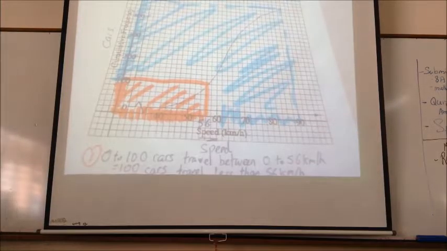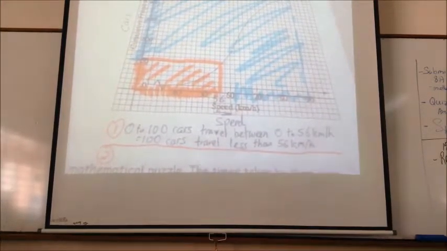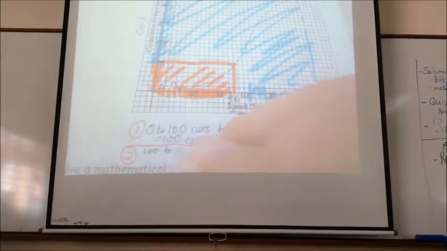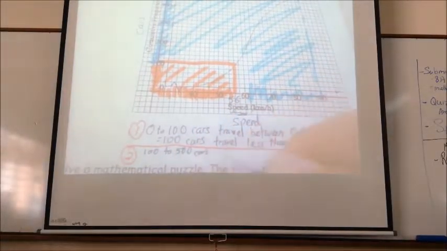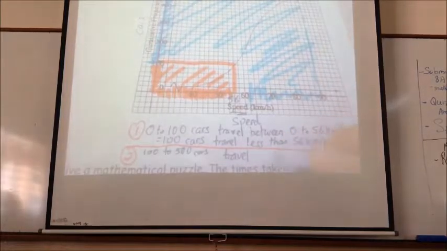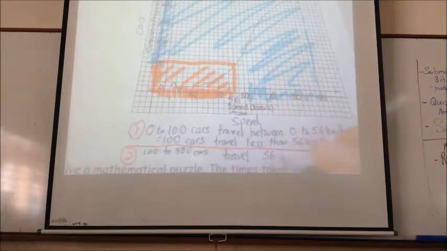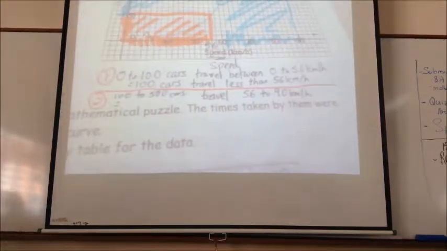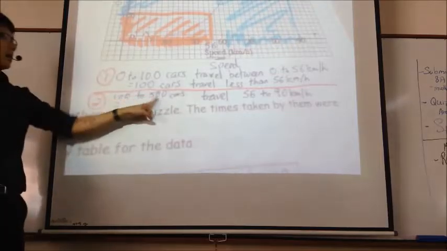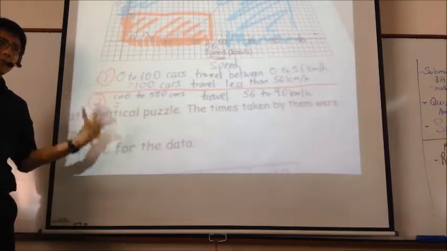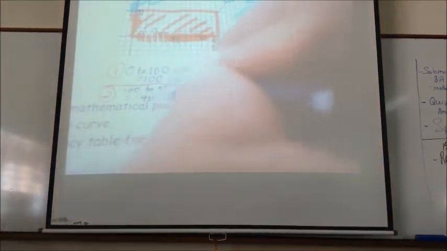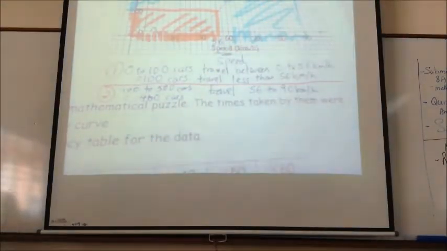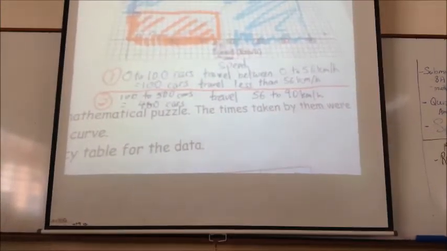So the second statement will be 100 to 500 cars travel what to what speed? 56 to 90 kilometer per hour. If I simplify this number of cars, 100 to 500, what is the answer? 400. That means 400 cars travel between 56 to 90 km per hour.